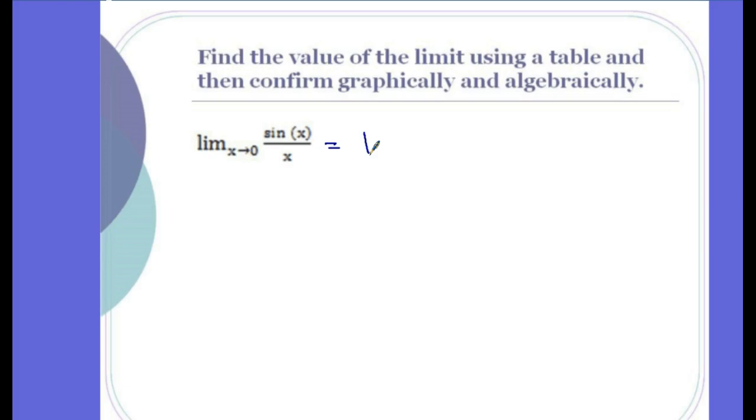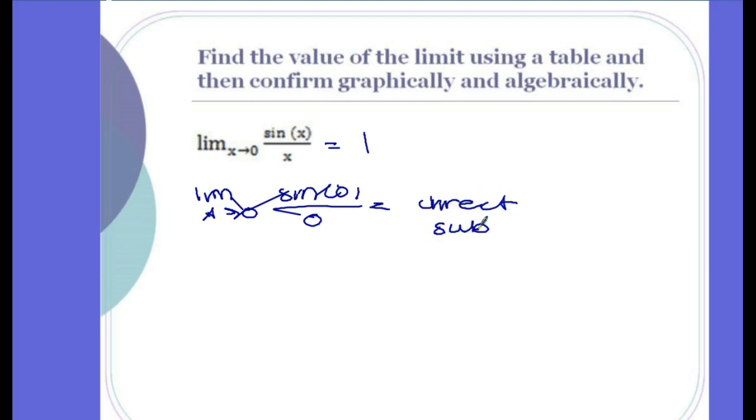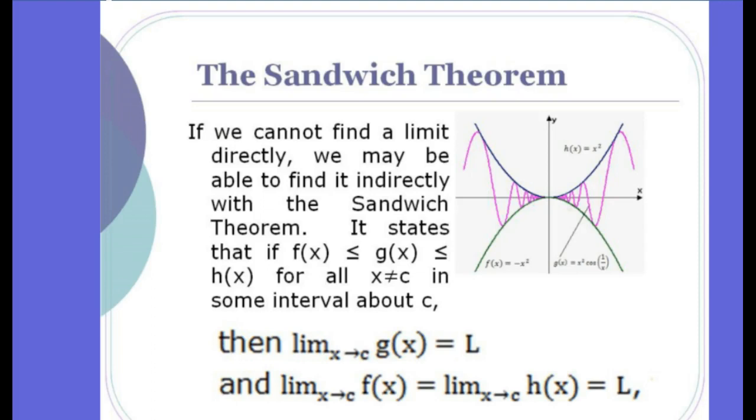So if we cannot find a limit directly, and by directly, what that means is when we take the number and we simply plug it in. So direct substitution would look like something like this. And we know that we can't do that because we cannot divide by 0. So we cannot do this through direct substitution. So then we look at what we call the sandwich theorem.